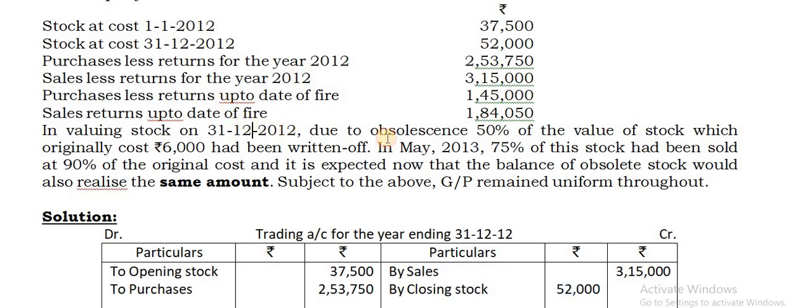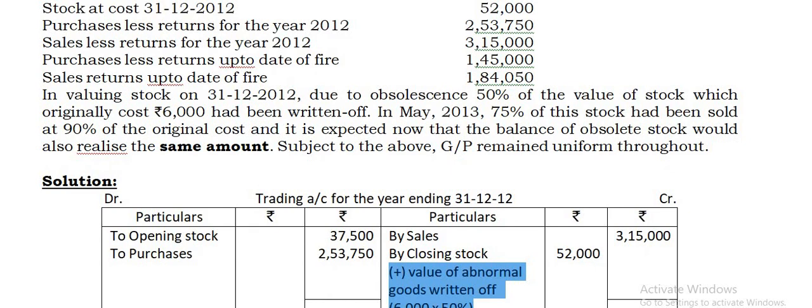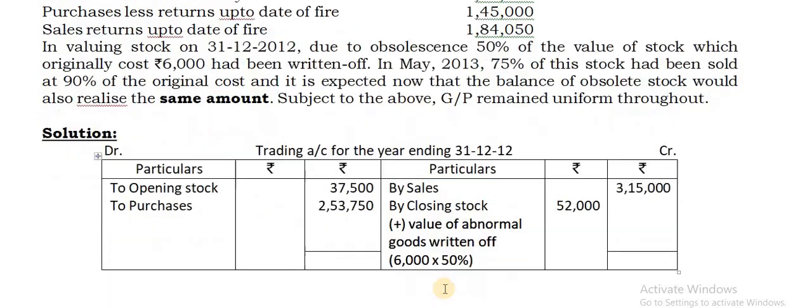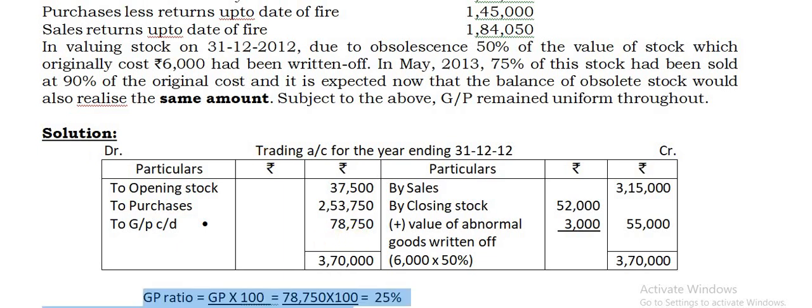Then add back what is written off. 50% is being written off on 6,000, so 6,000 into 50% gives you 3,000. Add that up, so the balance you are getting is 3,70,000. Now this is the total, and the difference you are getting is GP, 78,750.